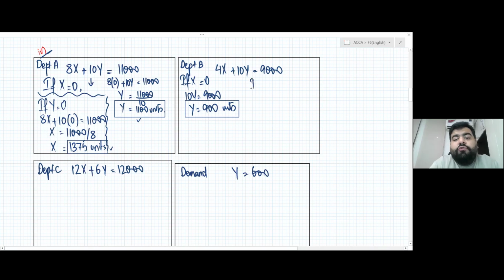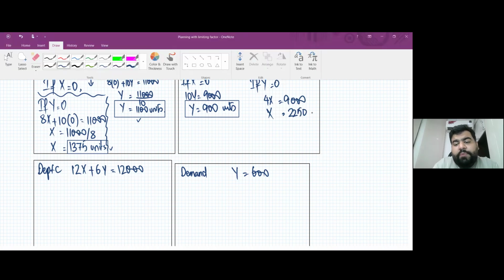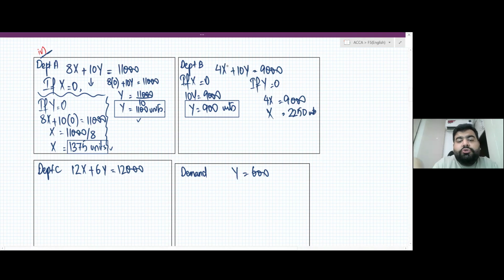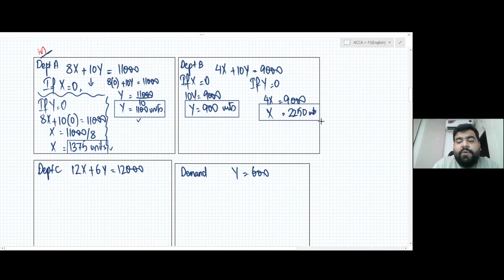Same scenario we'll do with Y. If Y is 0, then the formula will be 4X is equal to 9,000, right? So X will be 9,000 divided by 4. It will be 2250. In the scenario where Y is not being produced, X will be produced 2250 as per the availability of department B's hours.